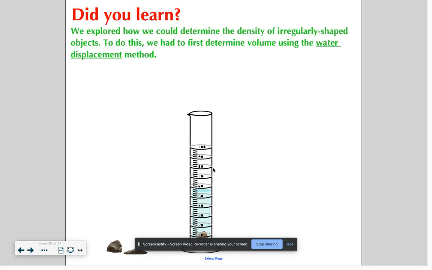Okay, so did you learn? So in today's class, we explored how we could go about figuring out the density for objects that are not nice uniform shapes for us, like cubes. And we did that using a method called the water displacement method.